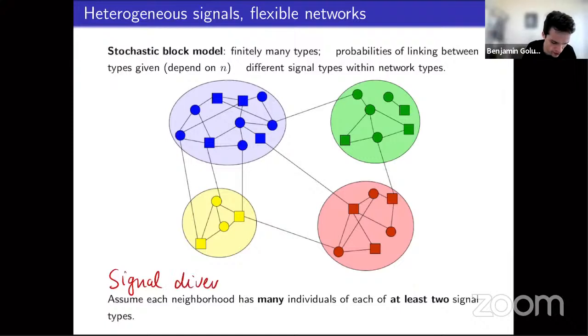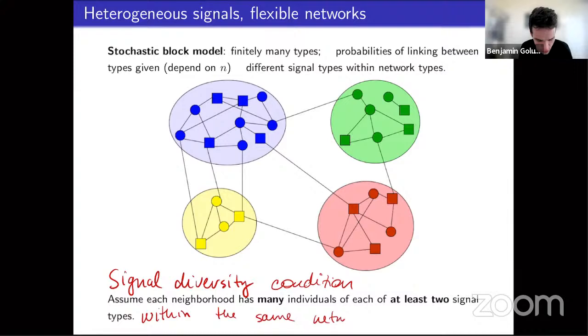The signal diversity condition says that each neighborhood has many individuals, and in each neighborhood there are at least two signal types. So Krishna's type sees at least two different signal types. I need to add to this, within the same network type. You can weaken this condition somewhat, but the simplest way to say it is that nobody has to deal with neighbors who all have the same type of private information. That's really what's going to create confounding problems.